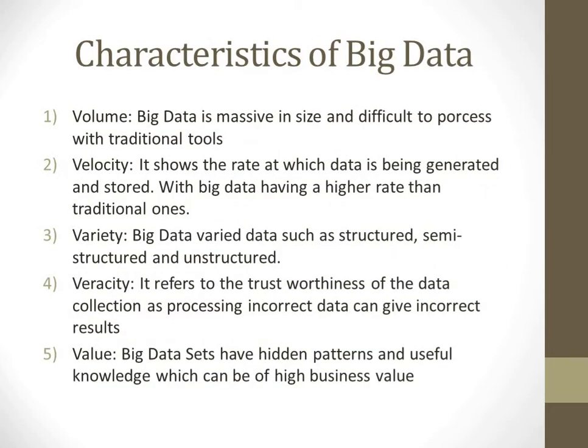Now, what are some of the characteristics of big data? It has a massive volume, as I discussed previously, so it is massive in size and difficult to process with traditional tools. Velocity is, simply put, the rate at which data is generated and stored. Big data, due to its higher volume, also has a higher rate compared to traditional data. It also has a large variety of structured, semi-structured, and unstructured data, like we talked about in the previous segment, where posts, messages, etc., are unstructured.